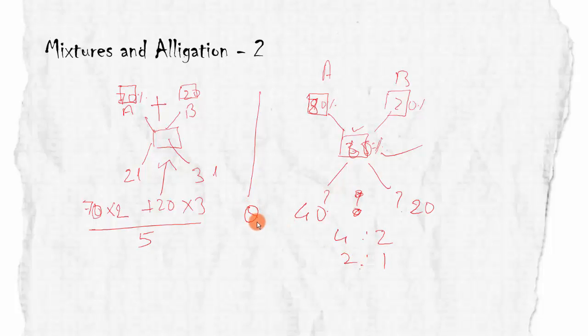The point to note here is that these are quantities, but these are ratios. So if you want to mix 40 liters of A, you'll have to mix 20 liters of B to maintain the 2:1 ratio. Or if you are mixing 2 liters of A, you'll have to mix 1 liter of this, or 20, or 10, or 200, or 100. So these are ratios. Let us start with our problem solving.